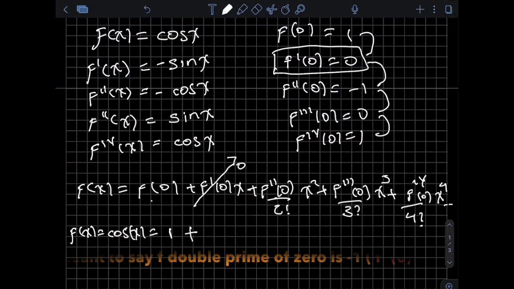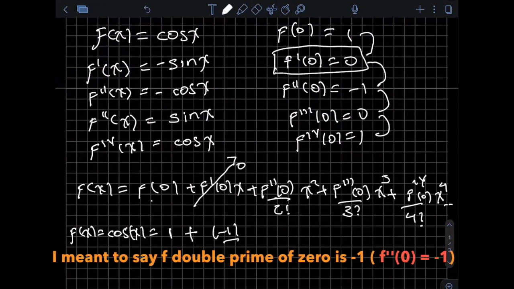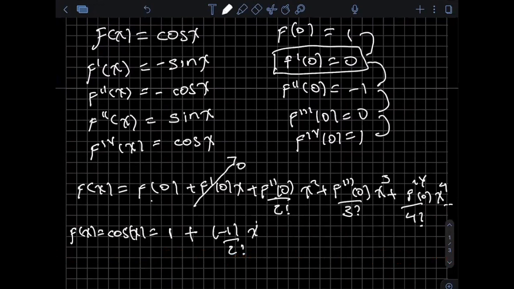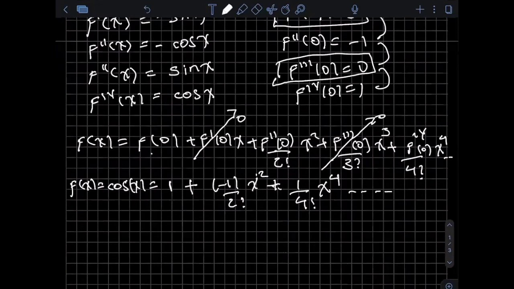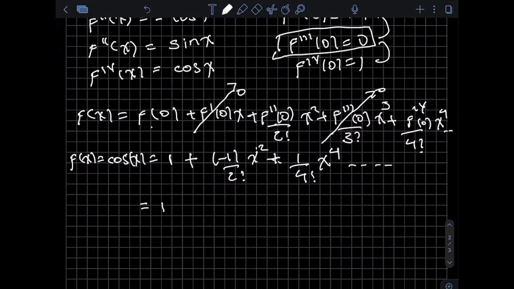Plus f double prime of 0 is negative 1 over 2 factorial x squared, plus f triple prime of 0 is also 0, so this term is 0. Plus f fourth prime evaluated at 0 is 1, so I'm going to put 1 over 4 factorial times x to the power of 4 and so on. Then this will be simplified to 1 minus x squared over 2 factorial plus x to the power of 4 over 4 factorial and so on.